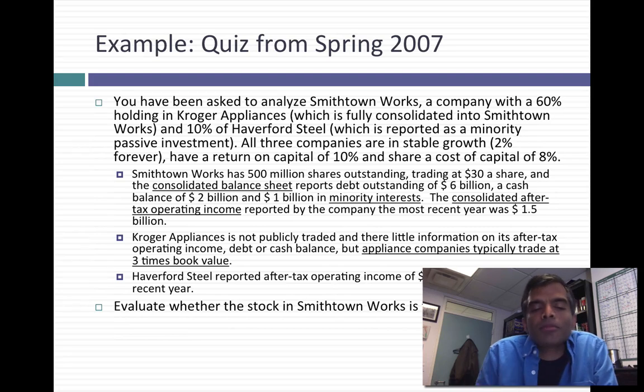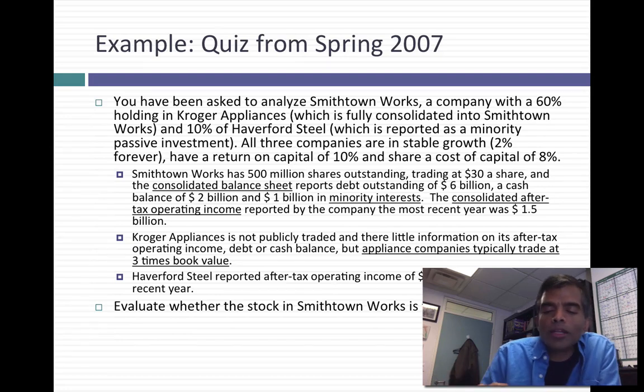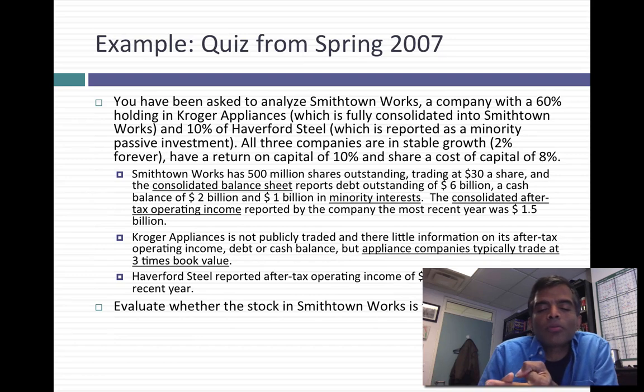I give you information about Smithtown Works. It has 500 million shares outstanding, trading at $30 a share. So I've given you the market value of the equity. I've given you the consolidated balance sheet, and I've underlined it to emphasize it's a consolidated financial where the debt outstanding, cash balance, and minority interest are all reported. The consolidated after-tax operating income reported by the company is $1.5 billion.